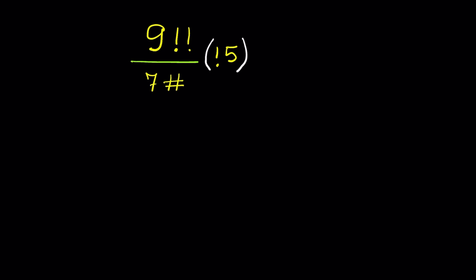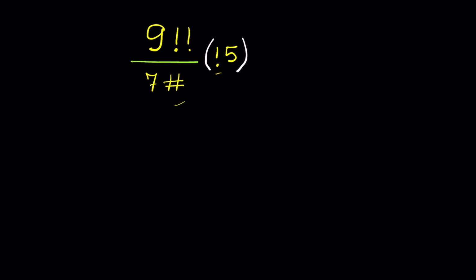Can you solve this weird looking question? Now here we have symbols, double exclamation, hash and exclamation as a prefix. But each of these symbols have specific meanings in mathematics. So this is 9 double factorial upon 7 primorial times 5 subfactorial.